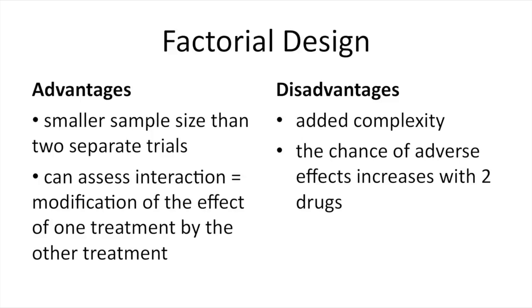So the advantages of a factorial design: you need a smaller sample size than for 2 separate trials. You can assess the interaction, which is the modification of the effect of one treatment by the other treatment. The disadvantages, there's added complexity, and the chance of adverse effects, of course, increases if you test 2 drugs.